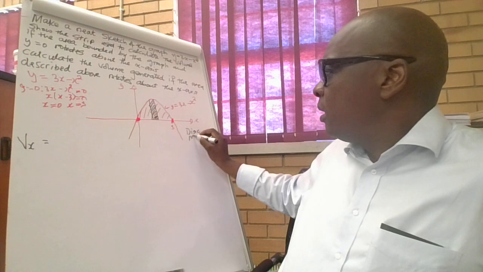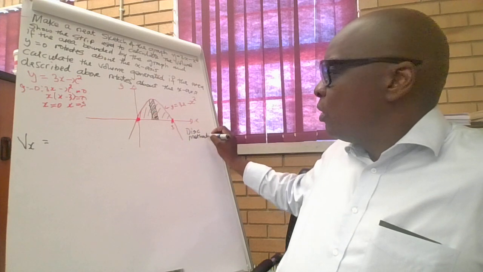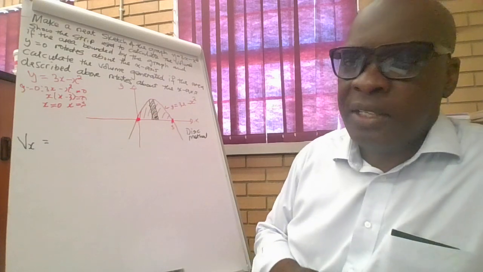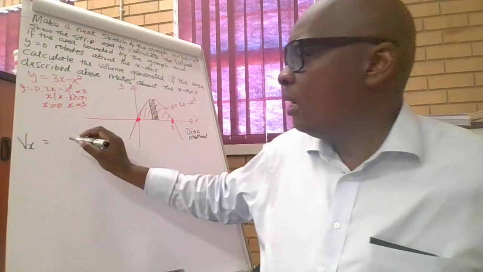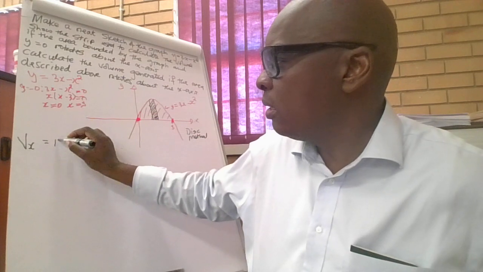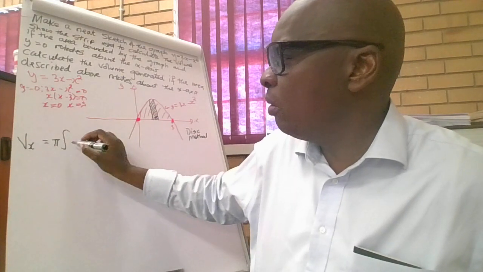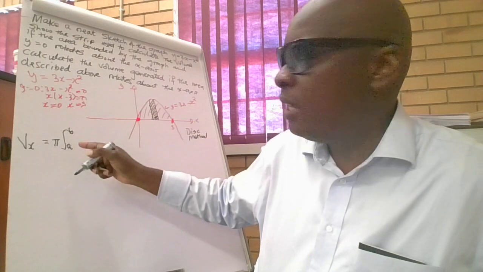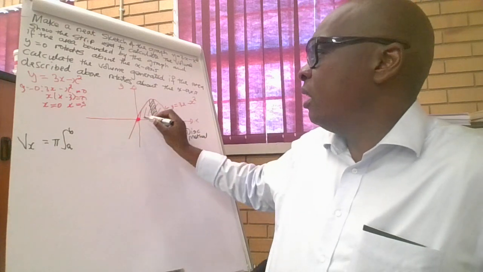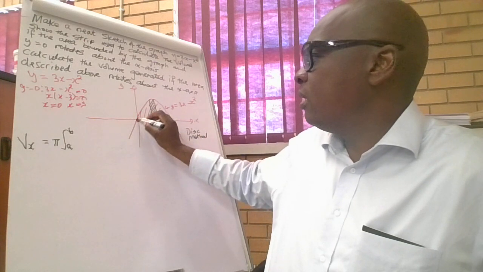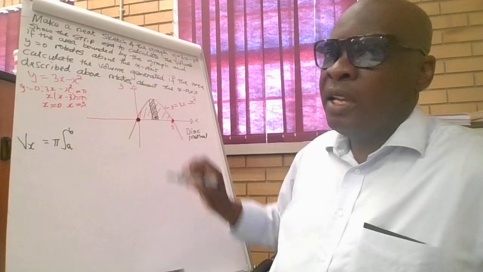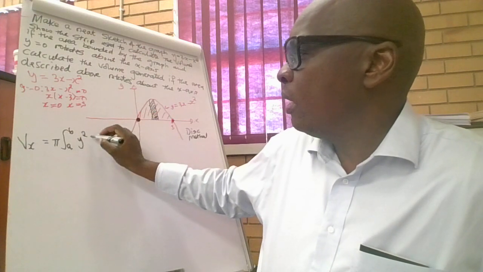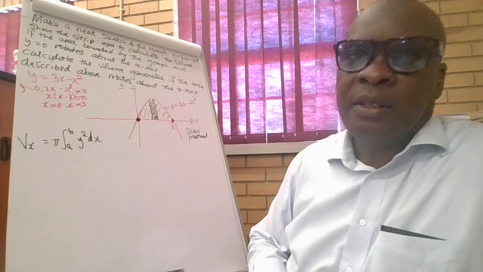Use the disk method. So the formula to calculate volume rotating about the x-axis using the disk method is given by V_x equals pi times the integral from a to b, a and b being the limits on the x-axis. You can see here our area starts when x is 0 and it ends when x is equal to 3. And that is, of course, y squared dx, like that.